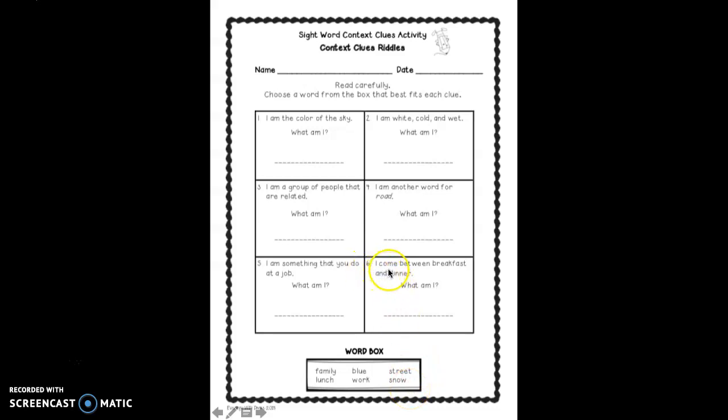And number 6, I come between breakfast and dinner. What am I? Family, lunch, blue, work, street, snow. Check your answers if you need to. Make sure your name is on this paper.